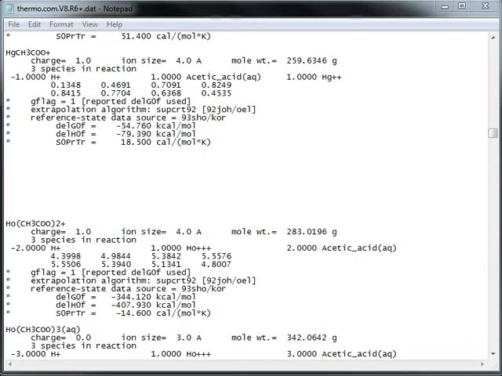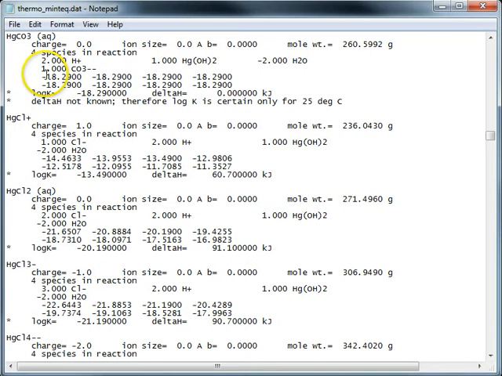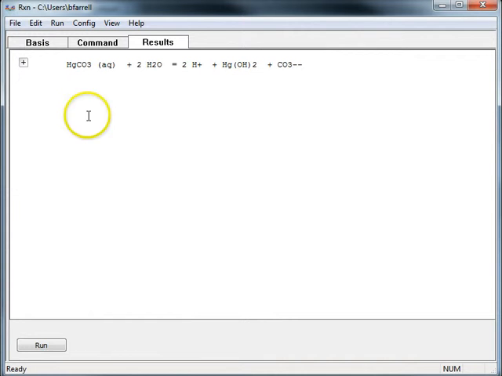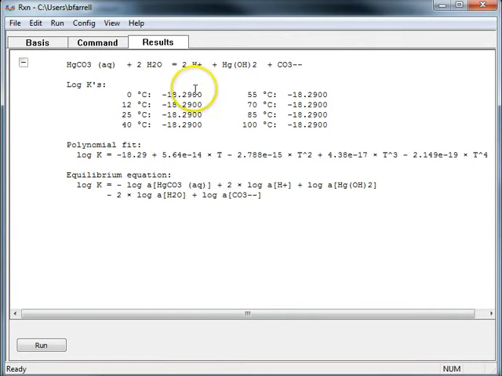Now going back to the data set, we see this grid of 8 values. This is a grid of equilibrium constants at 8 different temperatures. And these temperatures, I'll show you right here. I'll expand the results. And these temperatures range from 0 degrees to 100 degrees.